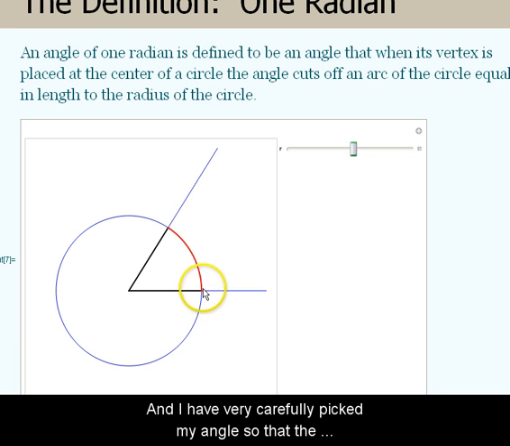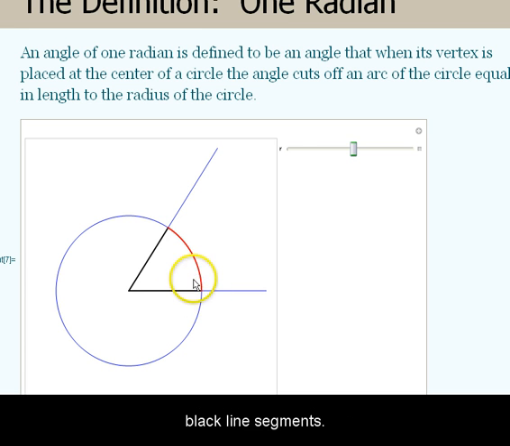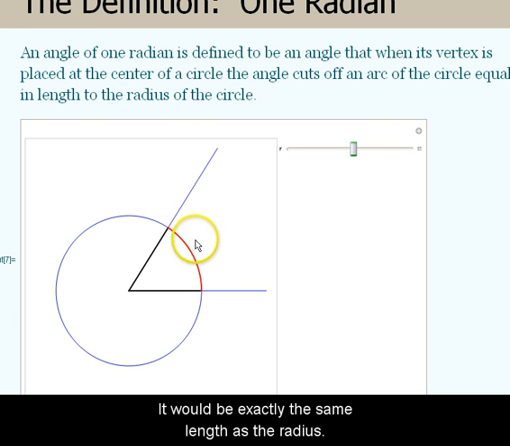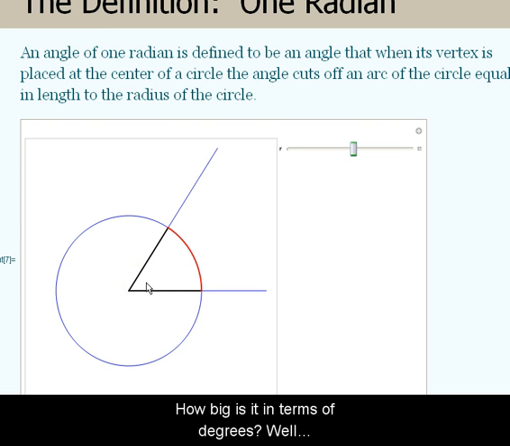And I've very carefully picked my angle so that the length of the red arc is exactly equal to the length of each of those black segments. If you took that curved thing and just straightened it out, it would be exactly the same length as this. So the arc that's cut off is the same length as the radius. This angle right here is 1 radian. Okay.